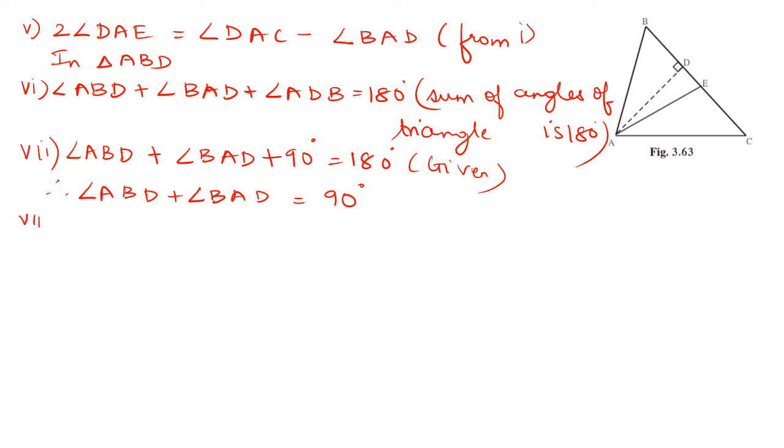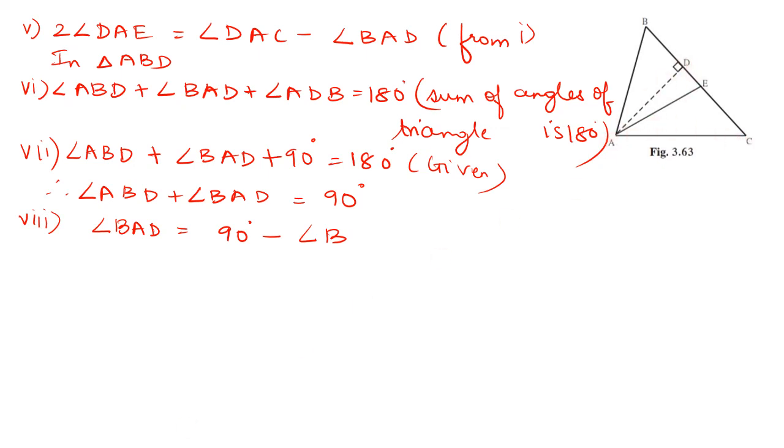Therefore we can say, because we need the value of BAD, we'll just keep the BAD on the left hand side and put the others on that side. So angle BAD is equal to 90 degree minus angle ABD. Now your angle ABD is nothing but angle B, so I will write it here as angle B instead of writing angle ABD. Now I'll take triangle ADC. So in that we'll try to find out the value of DAC.